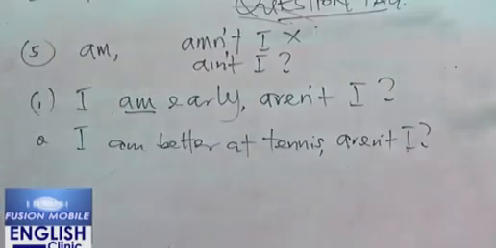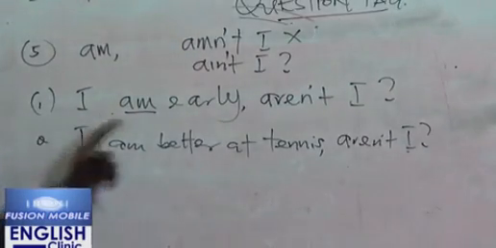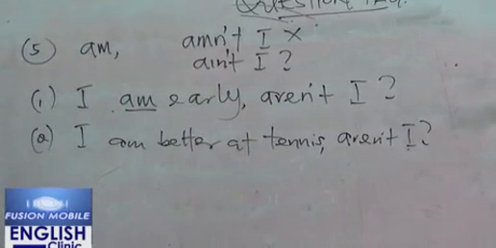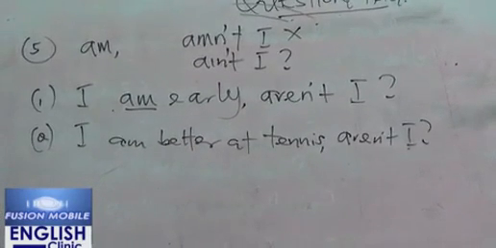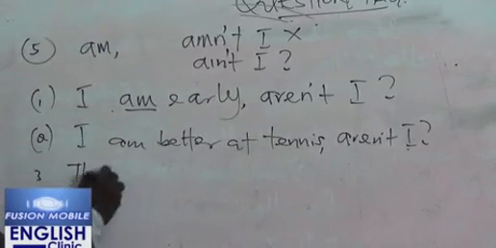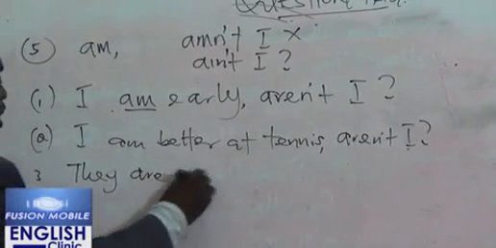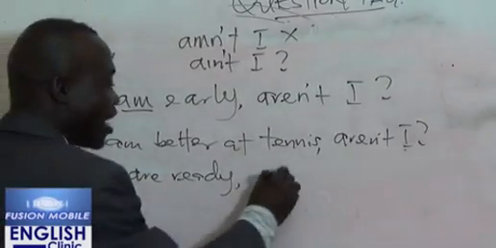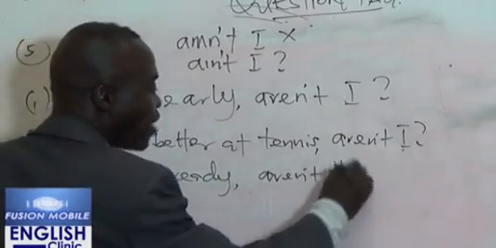Now another way you need to use aren't is when you have the verb are in a positive statement. For instance, you have, they are ready. The tag will be what? Aren't they?